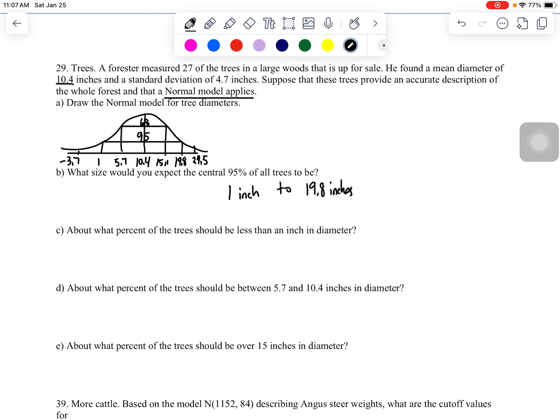Okay, what percent of trees should be less than 1 inch in diameter? Let's just talk about that. Again, it fell on a standard deviation for us, so we're going to go this way. We know that we burned up 95 in the middle, which left us with 5% left over. So we're going to take that 5% and divide that in half. So we're going to get a 2.5% tail.